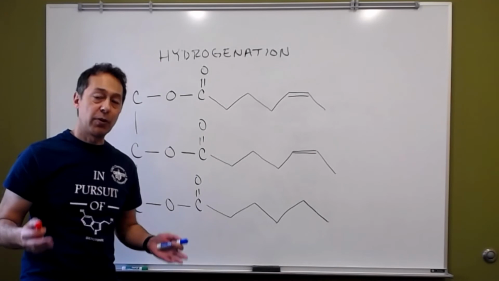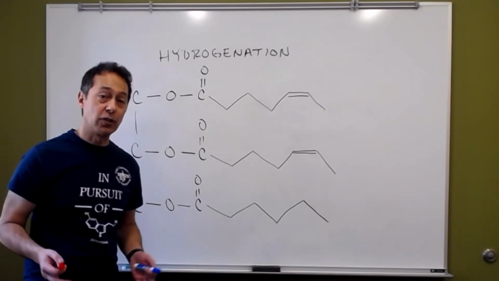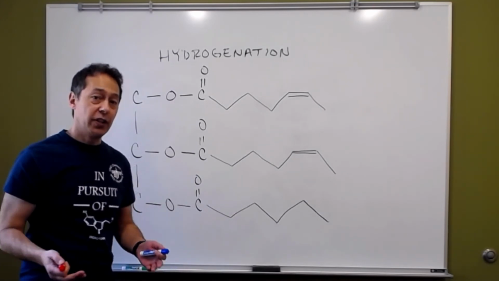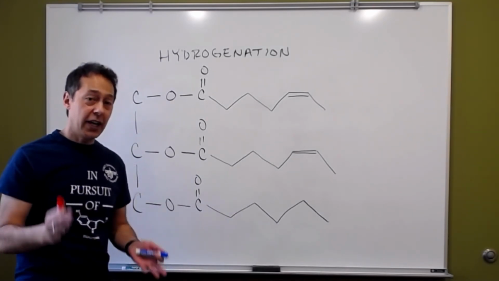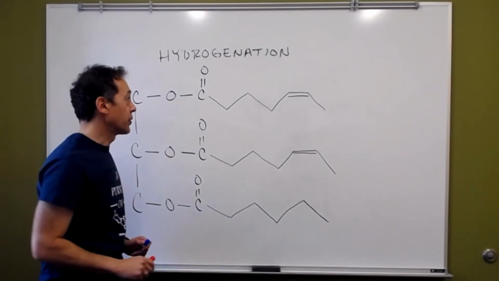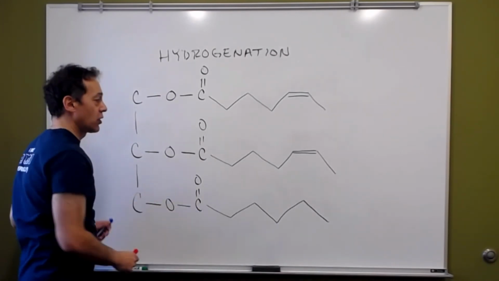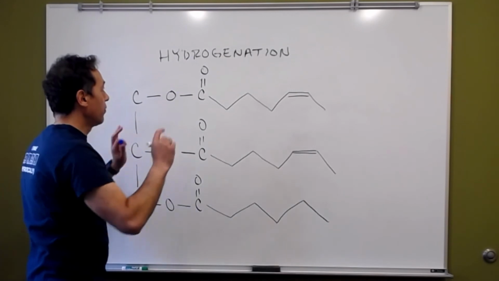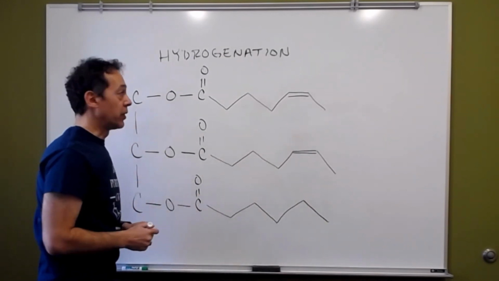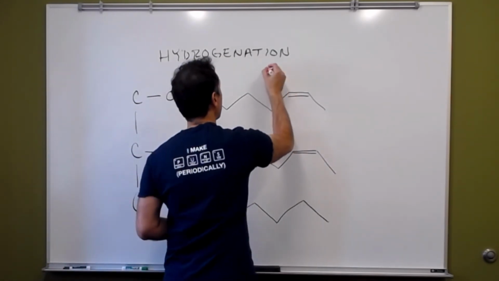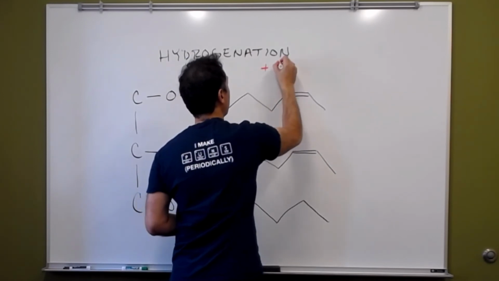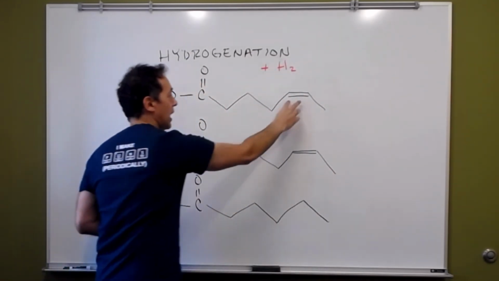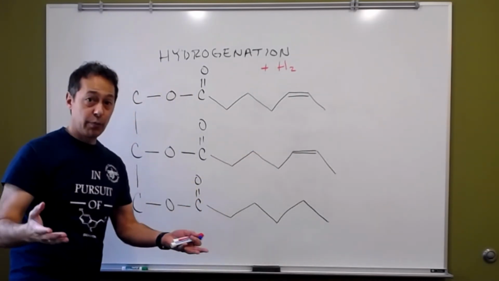Another type of chemical reaction that can happen to triacylglycerols is hydrogenation. Now, hydrogenation is where we're going to be adding hydrogen to break double bonds. And so here I have a triacylglycerol, and I've got a couple of double bonds here. And if we were to hydrogenate this molecule, that is to say, let's add some hydrogen. So I'm going to just add hydrogen, H2. That H2 then will attack the double bond here and break it.